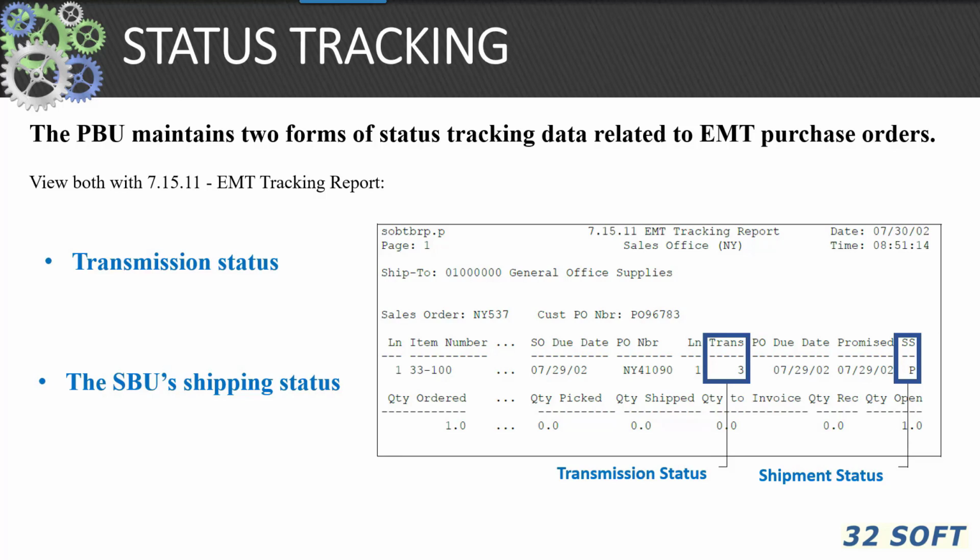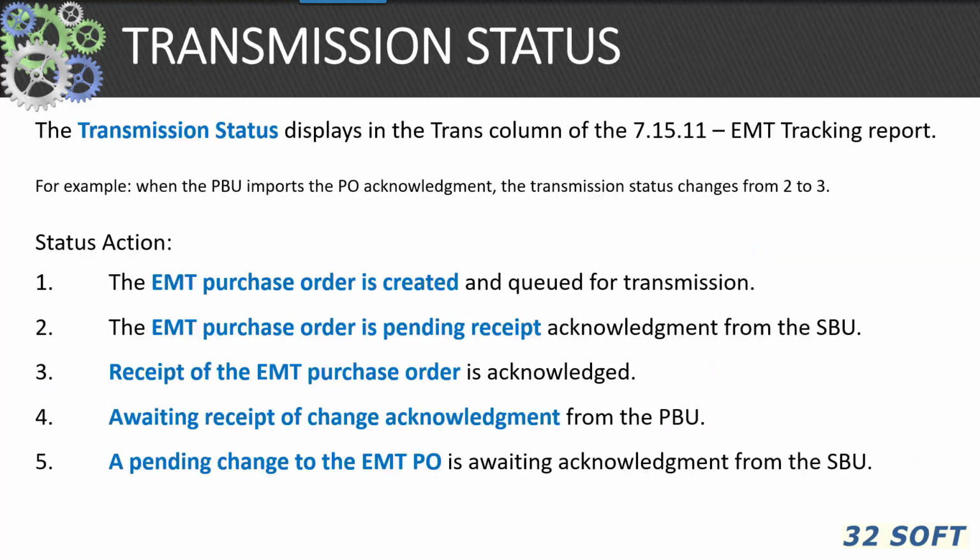The primary business unit maintains two forms of tracking data related to EMT, either a transmission status or a secondary business unit shipping status. With a transmission status, you can see this in the 7.15.11. For example, if the primary business unit imports the PO acknowledgement, the transmission changes from 2 to 3.